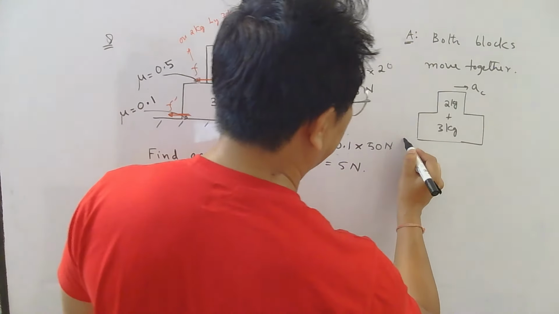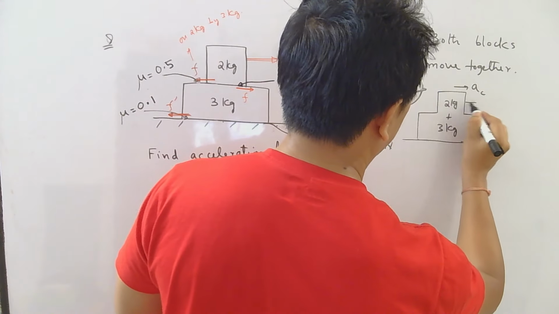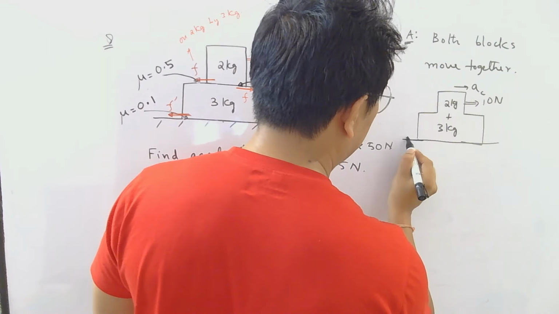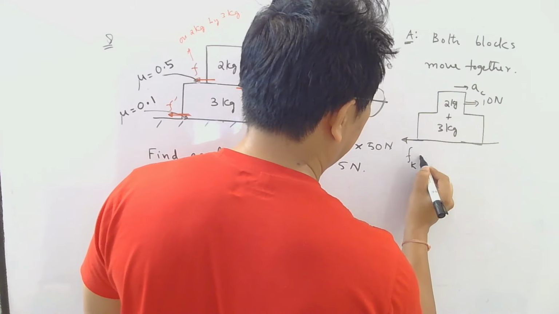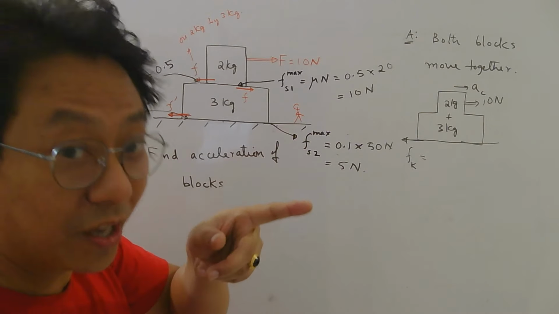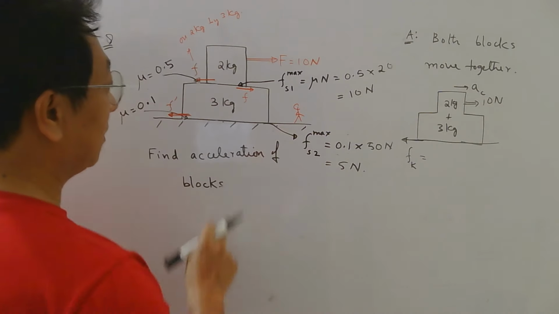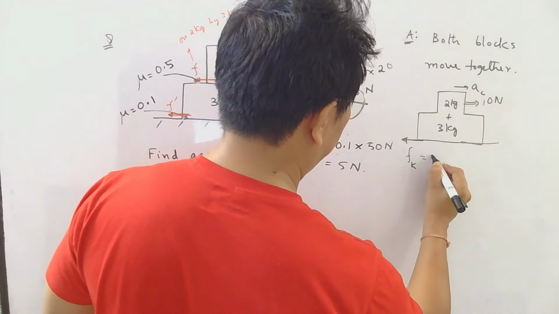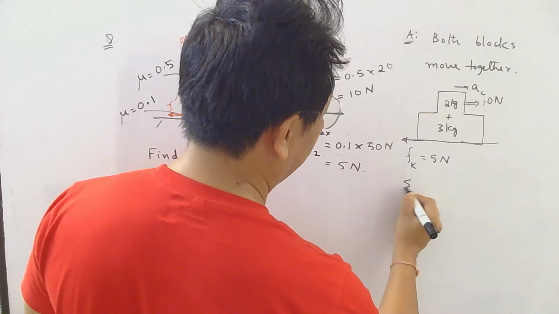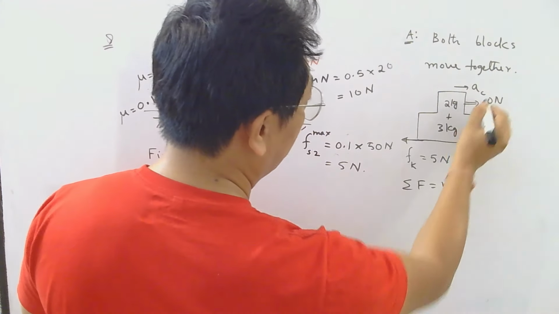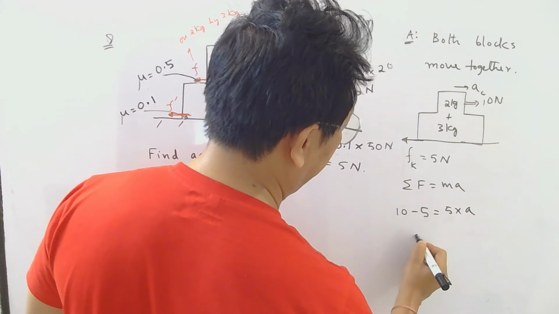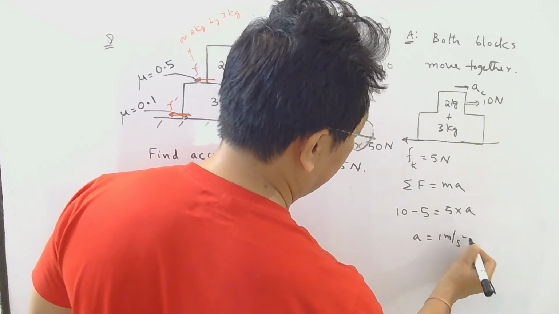Now who is giving them external forces? Let us check. From here there is a 10 Newton applied force, and we know there is slipping here. So this is kinetic friction. And kinetic friction here is the same as maximum static friction because mu s and mu k we have both assumed 0.1. So what is the kinetic friction? 5 Newton. Now apply Newton's law. Total force equals ma. Total force is 10 minus 5. Mass of the system is 5, into a. So acceleration is 1 meter per second square.